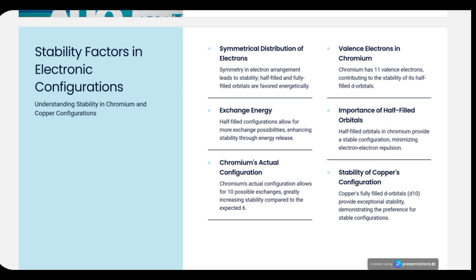In the case of chromium, the d shell is partially filled, giving 3d5 4s1. When it comes to copper, its configuration is 3d10. So they are fulfilling both basic rules: fully filled orbitals or partially filled orbitals.